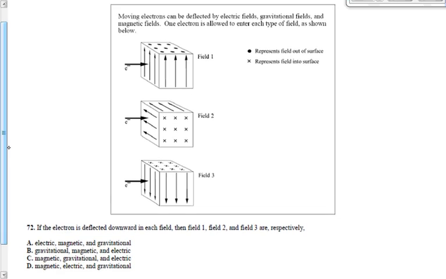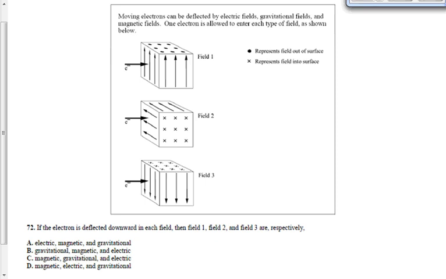Let's take a look at a multiple choice question here. We won't bother submitting this, just in the interest of saving a little bit of time. Multiple choice number 72 in your worksheet booklet says moving electrons can be deflected by electric fields, by gravitational fields, and by magnetic fields. One electron is allowed to enter each type of field as shown below. So we've got 3 fields, field 1, field 2, field 3. One of them is an electric field, one is a gravitational field, and one is a magnetic field. We want to determine which one is which. I'm going to give you about 60 seconds. Again, don't worry about submitting it. Just get an answer, commit to an answer, and then we'll take a look at it as a group.